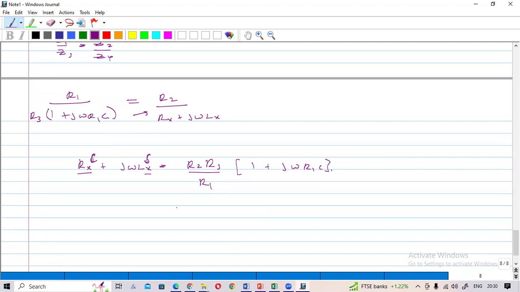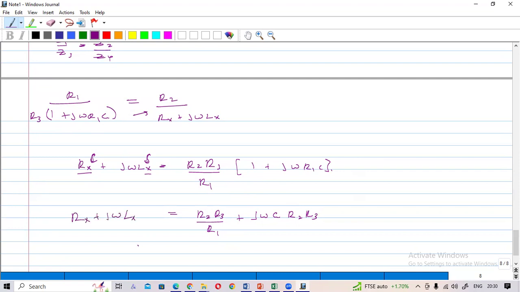Then I can expand this. I will have R2 R3 over R1, plus R1 cancel, I will have j omega c R2 R3. Here I have Rx plus j omega Lx.